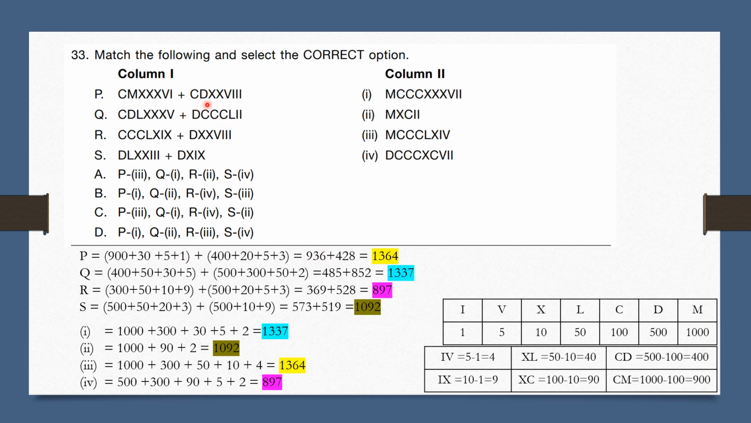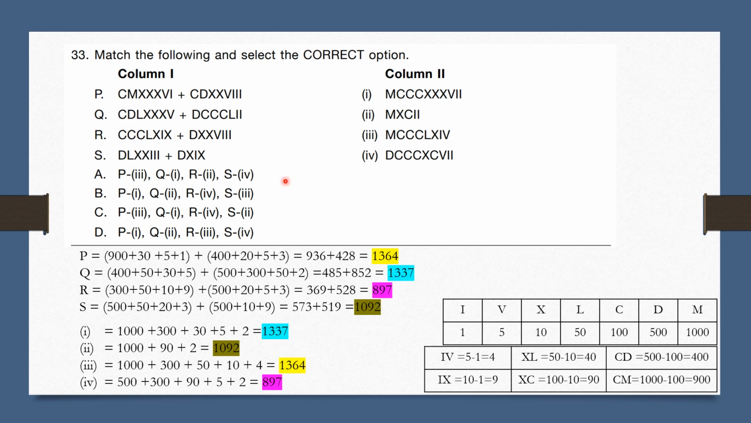Now calculate the value of this term. CD is 400, double X is 20, V is 5 and triple I will be 3. So total is 400 plus 20 plus 5 plus 3, which is 428. So total is 1364. Let's calculate the value of Q.